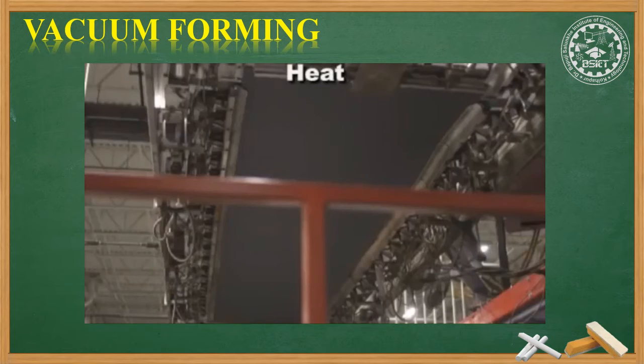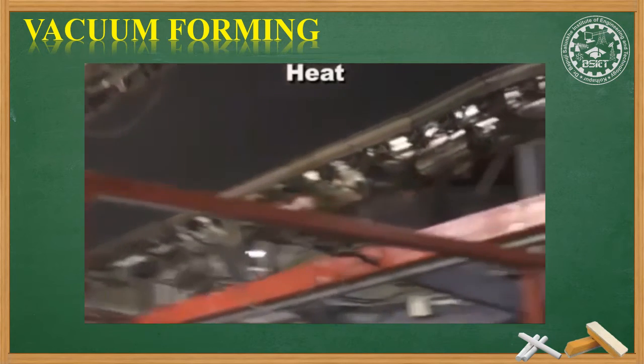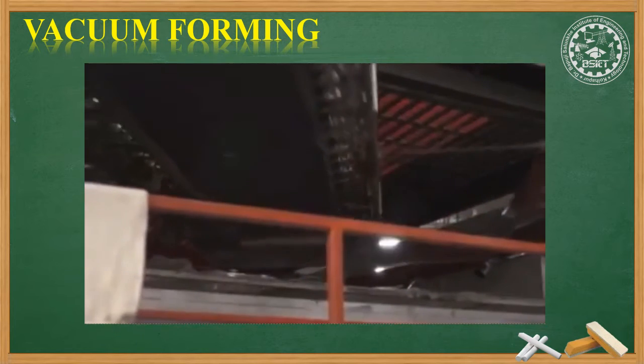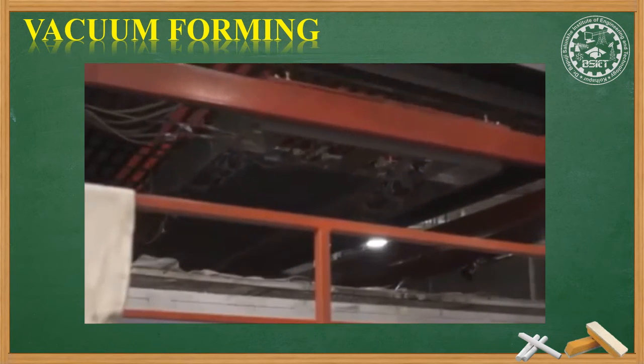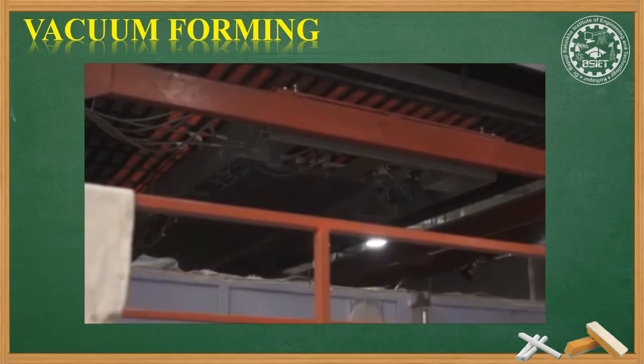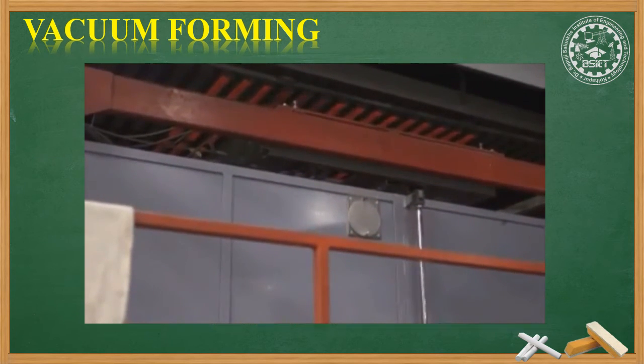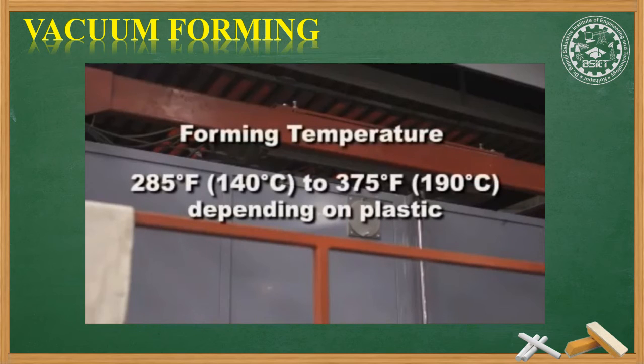Heating. After loading, the sheet is ready to be indexed to the heating station. Depending on the machine design, the sheet will be indexed to the heaters or the heaters move to the sheet. In either case, heaters above and below the sheet heat the plastic to its forming temperature, typically from 285 degrees to 375 degrees Fahrenheit, depending on the type of plastic.